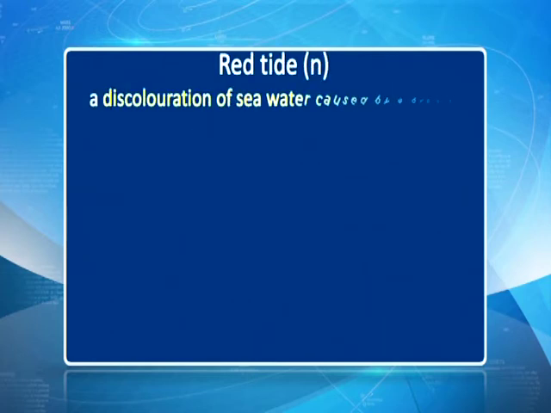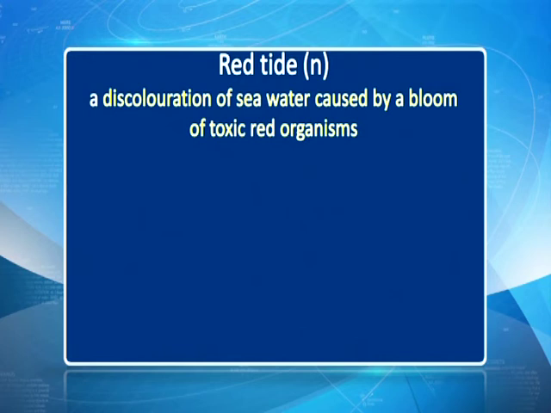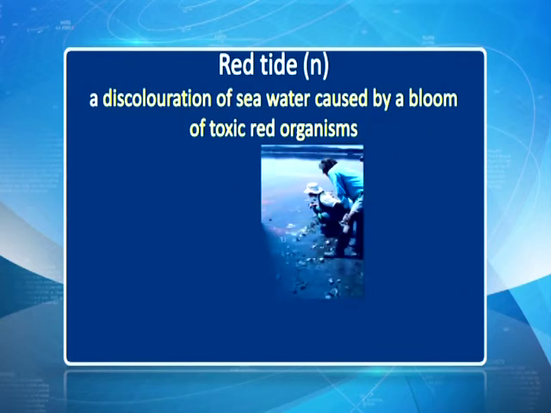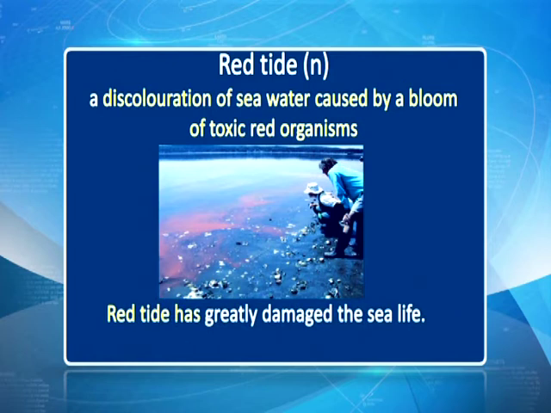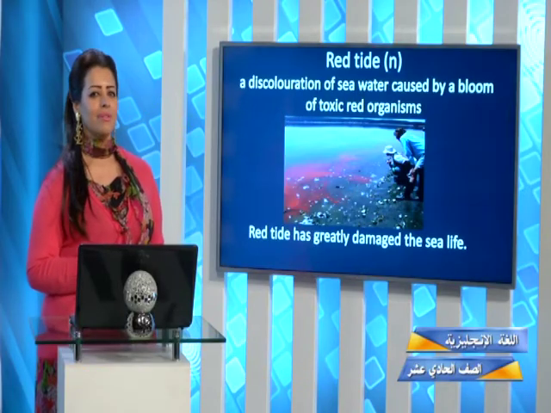Okay, let's have a look at our next word, which is red tide. Red tide is a noun, a discoloration of seawater caused by a bloom of toxic red organisms. Do you see this? Do you see what's happening to the sea, to the fish? This is what happened once, a long time ago in Kuwait. We had a red tide problem. Let's have a look. Red tide has greatly damaged the sea life. To be specific, it was around in the 2000s.